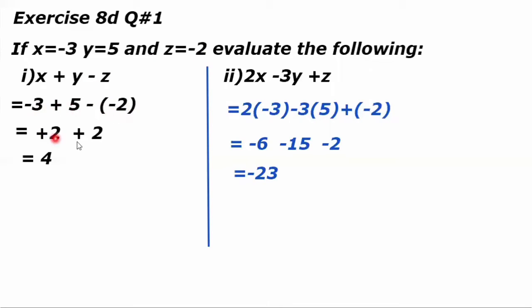Now in the next step, we have to simplify. When we simplify negative 3 and positive 5, it will give us positive 2. We have written negative 2 inside the parentheses because of this negative sign outside. Again, I am repeating, because of this negative sign, we will put the value of z, which is negative 2, inside the parentheses. Now we will remove the parentheses in the next step, and we will simplify these two numbers, negative 3 and positive 5.